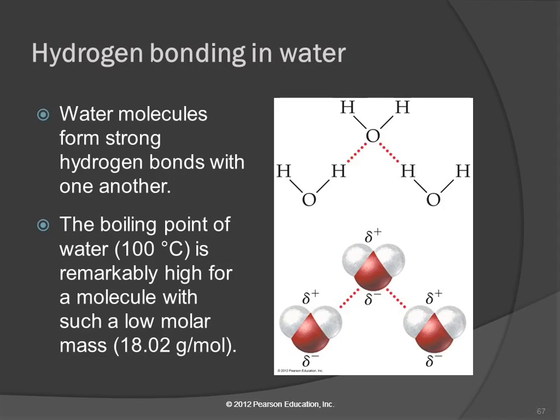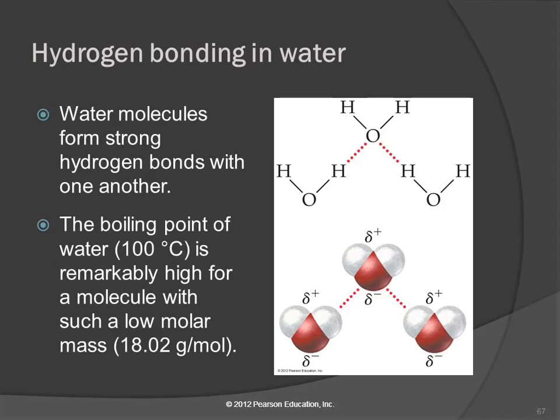Here's what it looks like in water. Water molecule, our little Mickey Mouse guys here. The hydrogen end of the molecule is positive, the oxygen is negative. And so we get this attraction between the hydrogen of one and the oxygen of the other. And so we get multiple hydrogen bonds between the molecules.